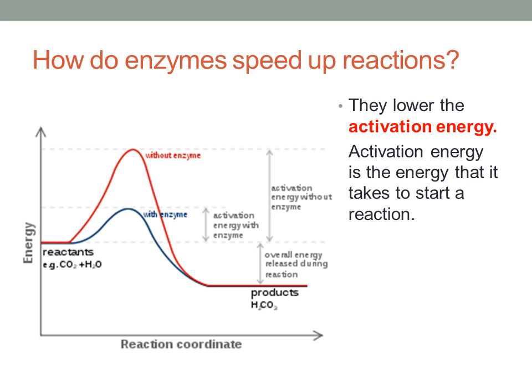All right, so you've already seen this graph as well. Remember when we talked about how enzymes speed up reactions? We talked about that hill. Enzymes lower that hill, and that hill represents activation energy. Activation energy is the energy that it takes to start a reaction. So by lowering that hill or lowering that activation energy, we speed up the reaction. So how do enzymes speed up reactions? By lowering the activation energy.